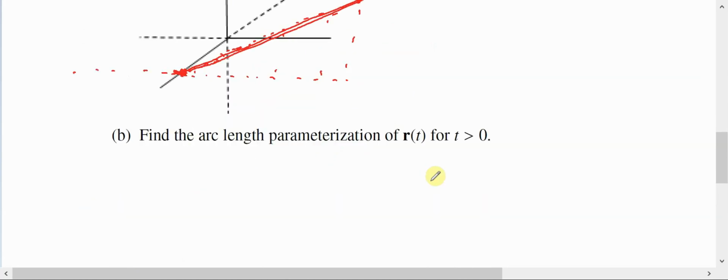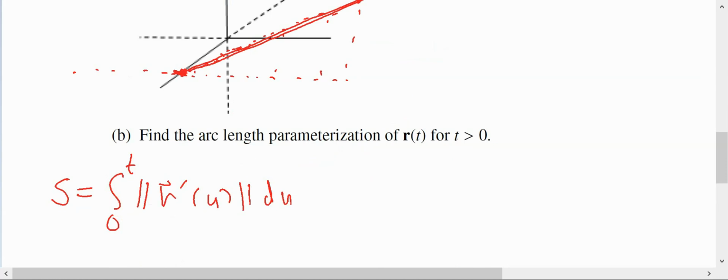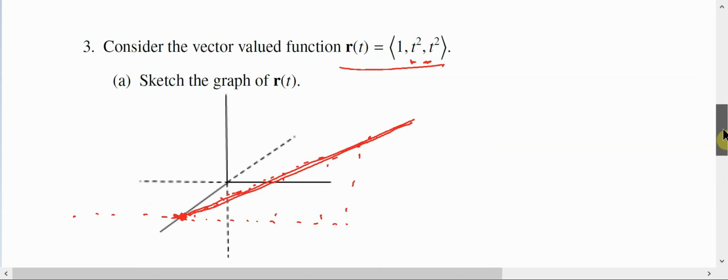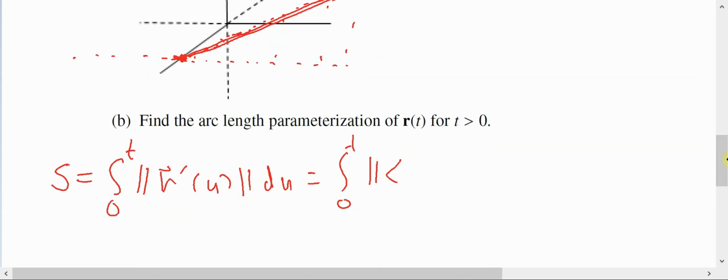Now we want the arc length parameterization of r. Remember what that means: I'm going to call this s, and I'm going to integrate from 0 to t of the magnitude of r prime. Taking r prime, this is going to be the magnitude of this vector. It's the derivative of 1, t squared and t squared. So the derivative of 1 is 0, the derivative of t squared is 2t, and the derivative of t squared is 2t.